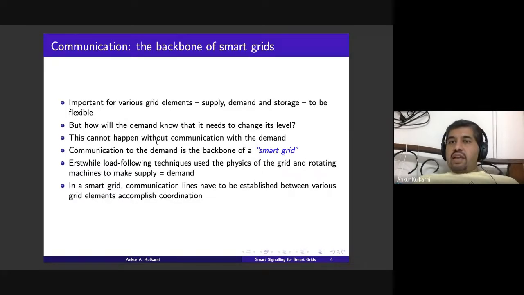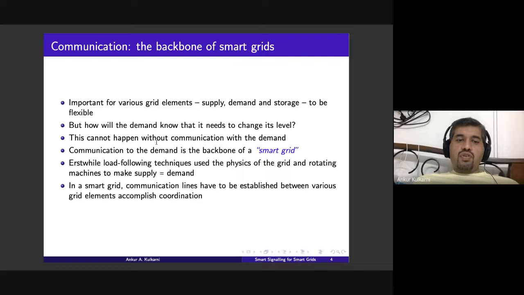So the only way you can get flexibility is eventually through communication. Okay, I forgot to mention there is a third element also, which has now started to come up, along with supply and demand. There is storage. Storage is essentially batteries, so they can serve as both supply when needed and demand when needed. So they tend to give you some amount of slack in your supply demand equation.